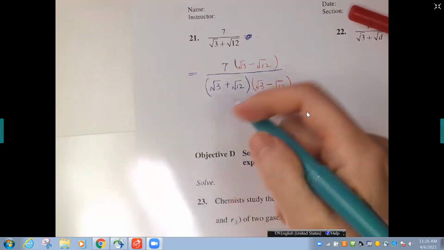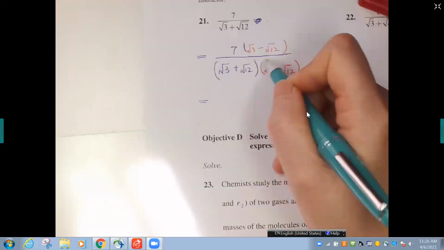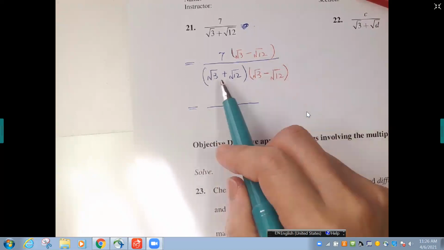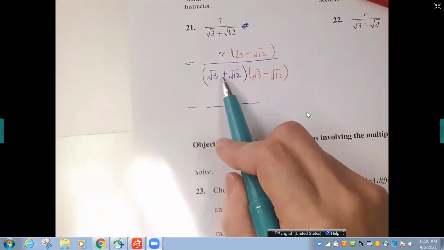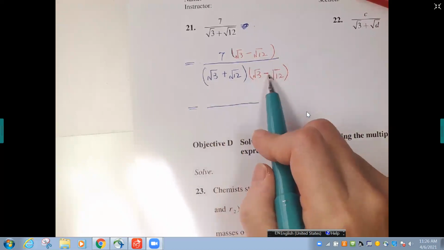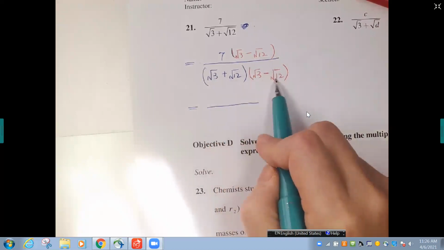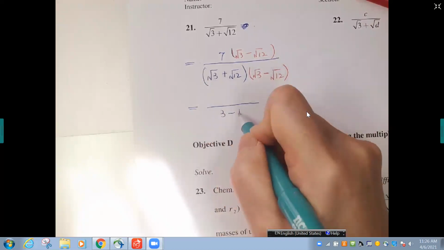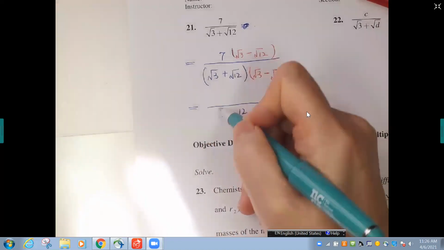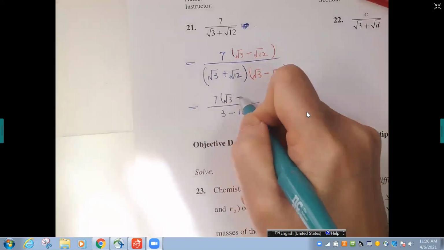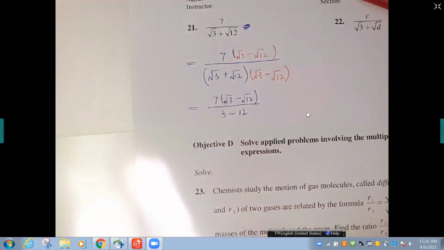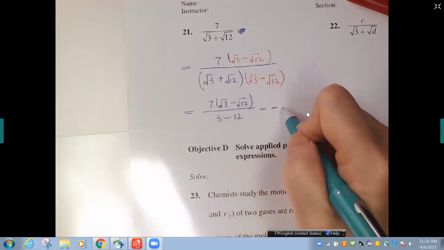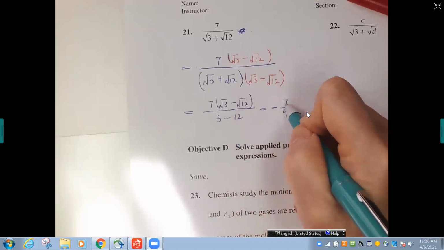After we multiply the conjugate on the top and bottom respectively, look at what we have on the denominator. Radical 3 plus radical 12 times radical 3 minus radical 12. Sum times difference will be square minus square. So the square of the first term, that's 3, minus 12. And the numerator is 7 times radical 3 minus radical 12. Simplify this, 3 minus 12 is negative 9. So negative 9, and 7 in parentheses.